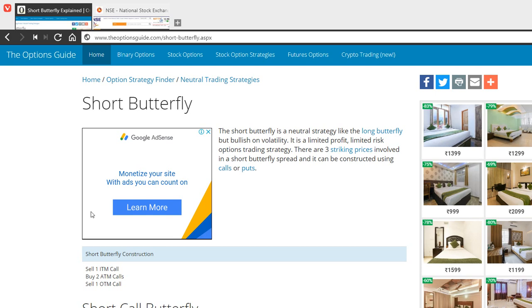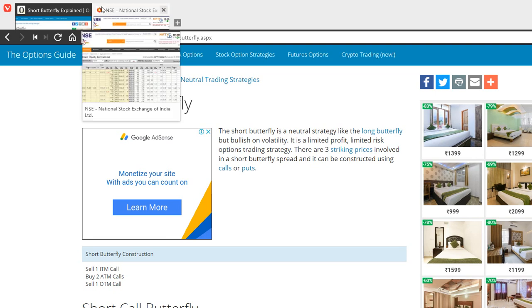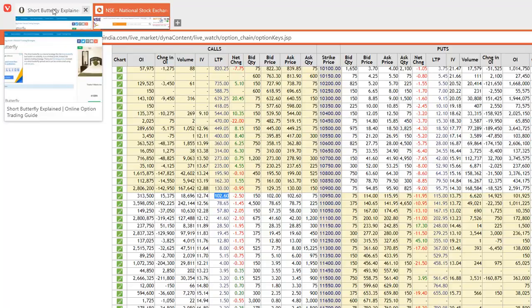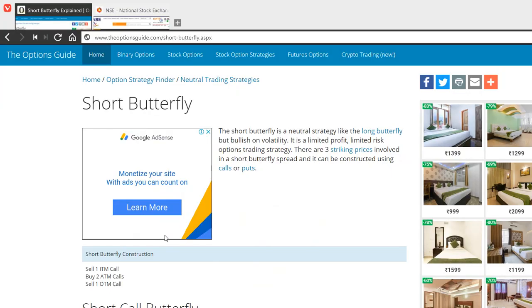So this is about short call butterfly. The total risk is the difference between the premiums, the total sell and the buy. As I showed you in the example here, that is the difference. That is the total risk involved in case markets move violently on the call side or towards the upward direction. So that's pretty much about short butterfly.